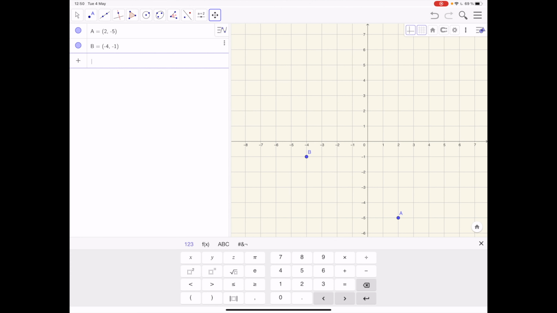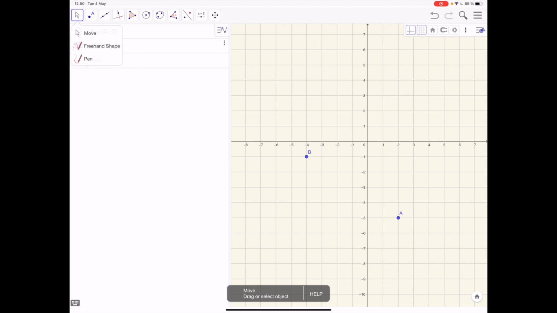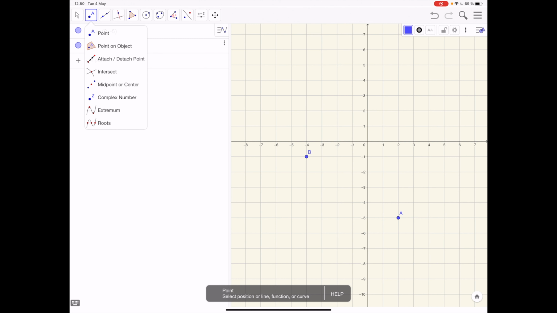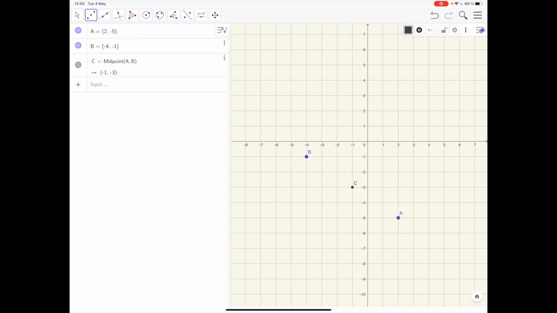So you see this point A and point B, and I think there is a rule here. You go to points. You see midpoint or center. Do you see that? Yeah. So I click on midpoint or center, and then I choose A and choose B. It gives me the midpoint. Okay, so that midpoint is C. And let me read the coordinates. Do you confirm that that is what I calculated? You see, it is minus 1 and minus 3. So that is the idea behind finding the midpoint. Is that understandable? Yes? Okay.